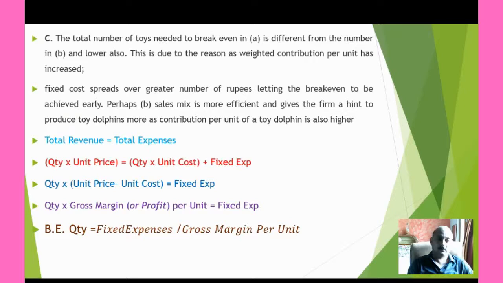Now total revenue equals total expenses. These are some important formulas. Quantity into unit price equals quantity into unit cost plus fixed expenses. Quantity into unit price minus unit cost equals fixed expenses. Quantity into gross margin or profit per unit equals fixed expenses, and break even quantity equals fixed expenses oblique gross margin per unit.